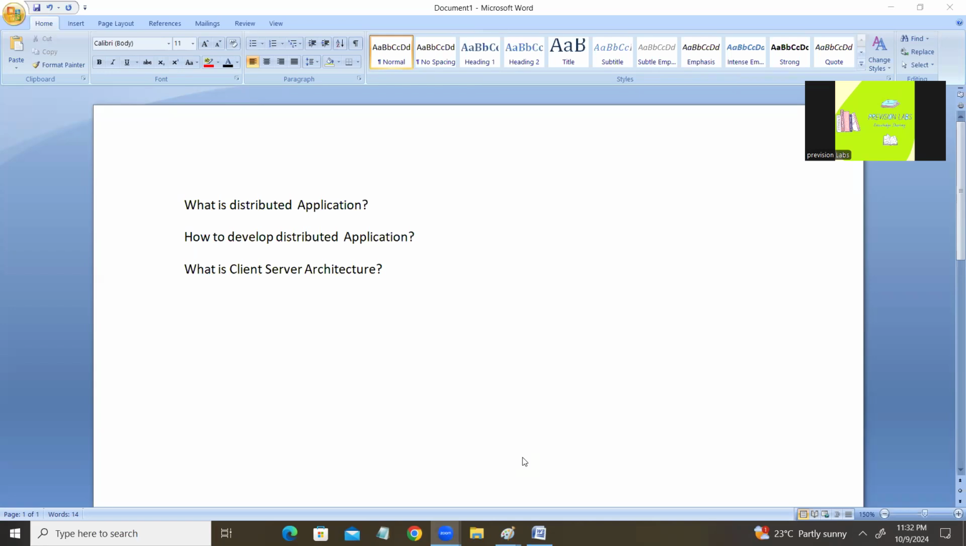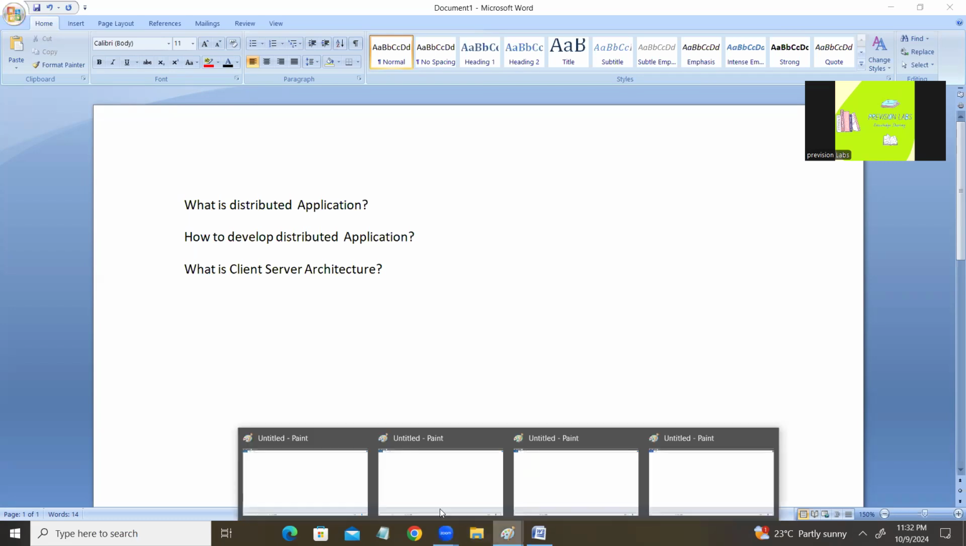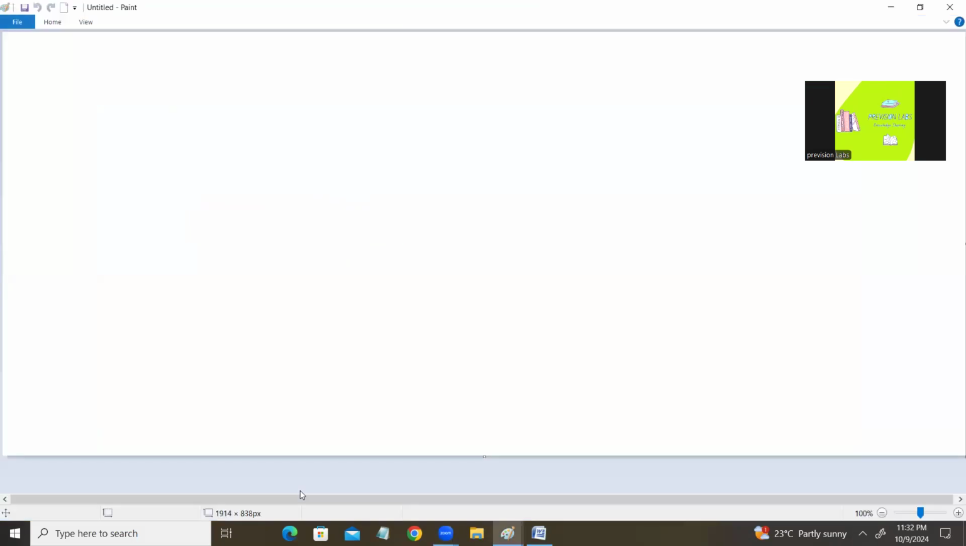Hi all. In this session, we are going to discuss what a distributed application is, how to develop that distributed application, that is, which architecture we can use to develop the distributed application. So let's discuss these topics in this session. Let's try to understand first what a distributed application is.